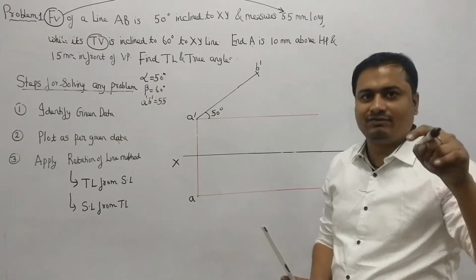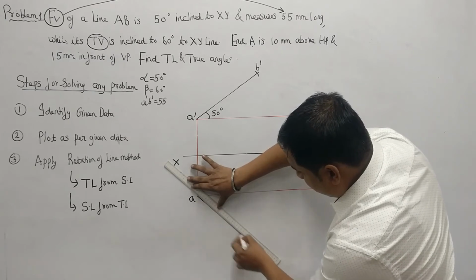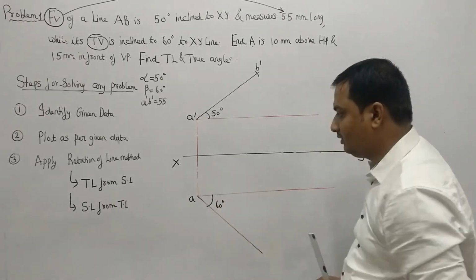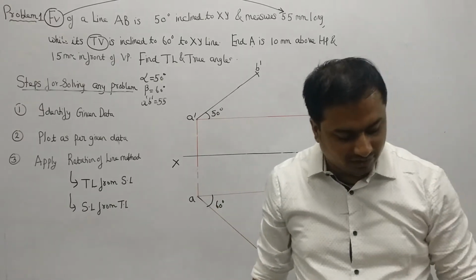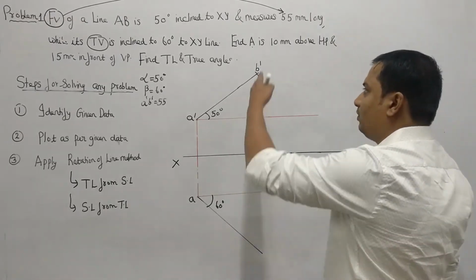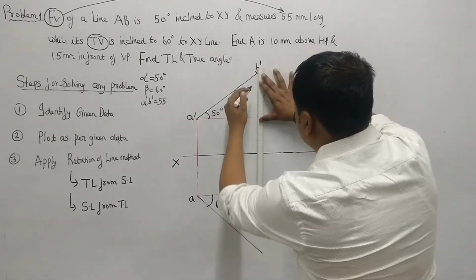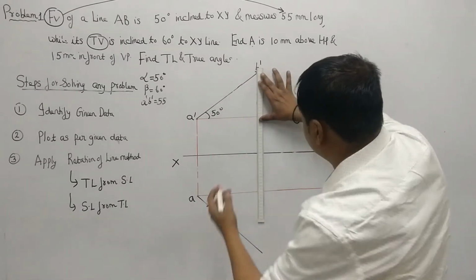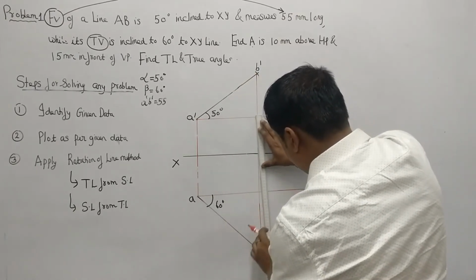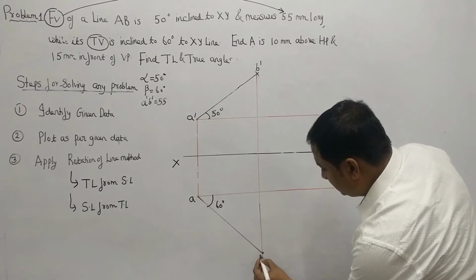So beta is the angle made from the top view. So from A you have to draw a line that is 60 degree. Now the length of the top view is not given, but we know the concept to find out the location of B. What is that concept? We have to draw the vertical projector from this B dash. The point where it is intersecting on that top view, that point is the B point.